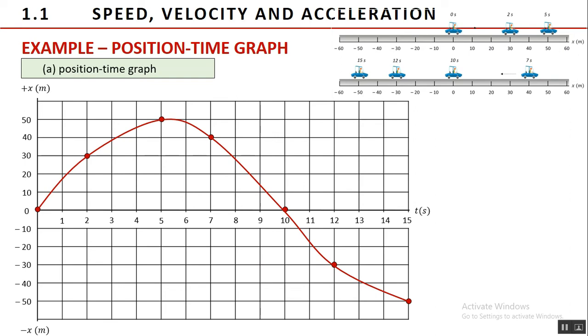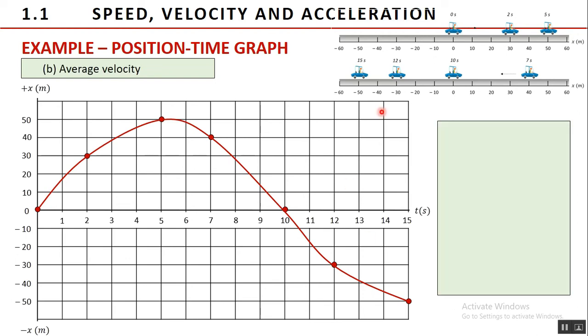Then connect the plotted points with a smooth curve. Although the curve is only an estimation, since we are limited with the information, it should look like this. Now for the average velocity, we just connect the points on each required time interval, then compute the slope of each line by dividing its rise by its run.